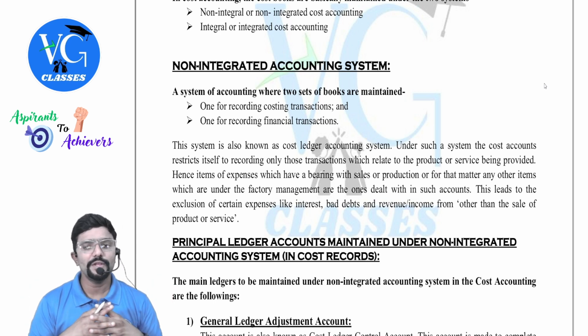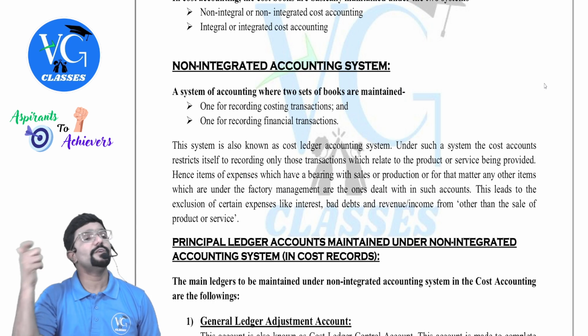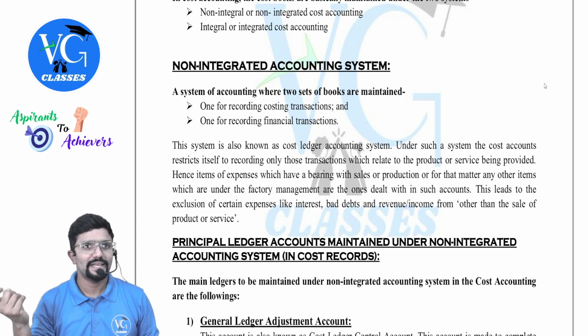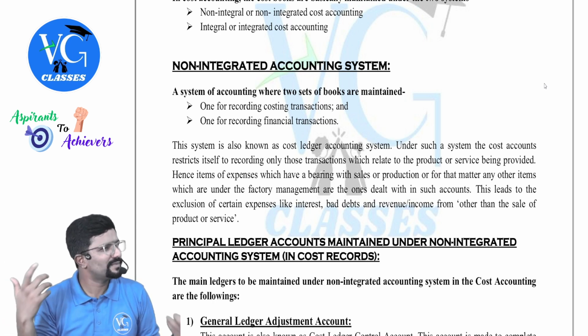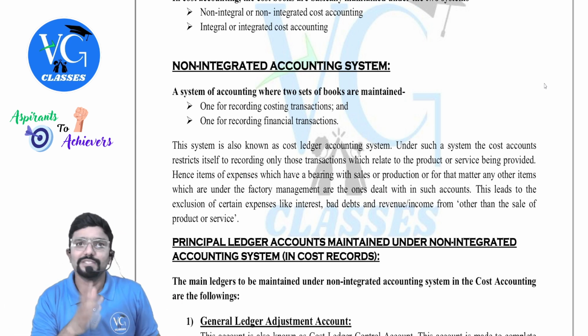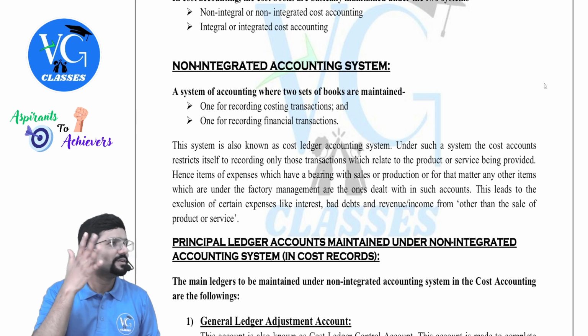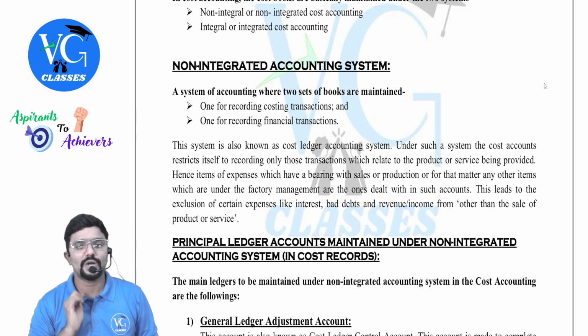Revenue income from other than sale of product or services. Clear? If you learned accounts, there are two heads there: revenue from operations, normally sales, and other incomes. Other incomes are miscellaneous. Correct? Those things will not come here in costing, guys.